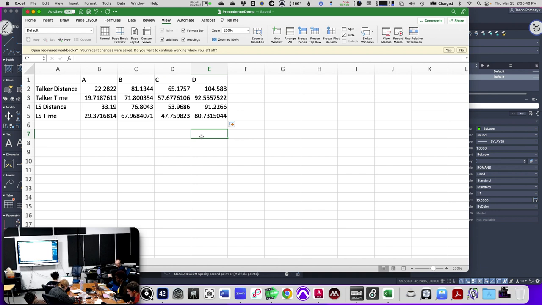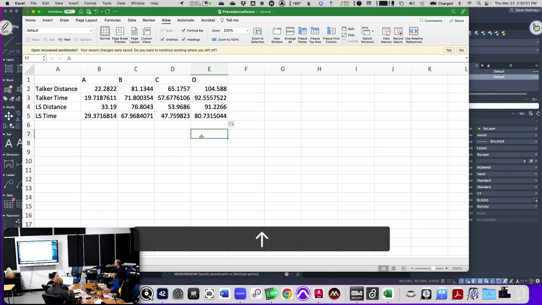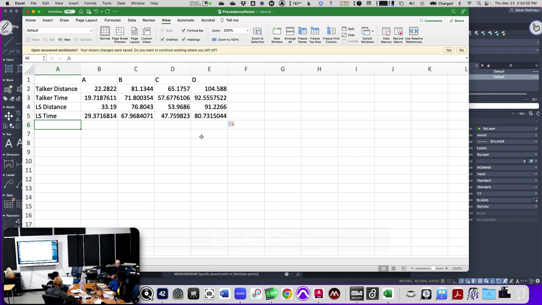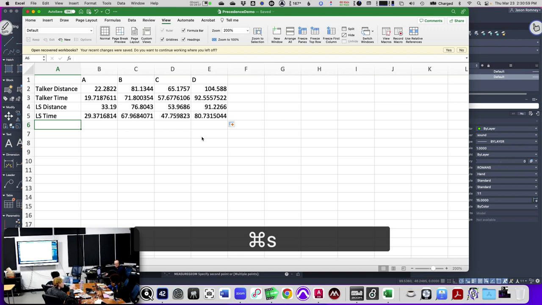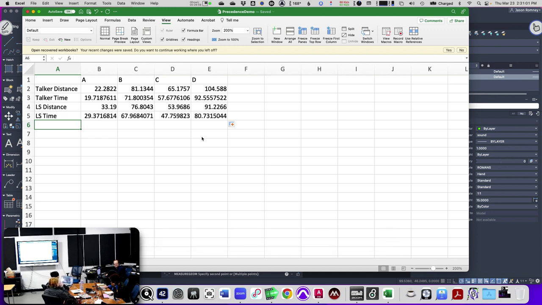And now what I need to find out is the difference. What is the difference in time? Does it matter which one goes with which? It's still going to get some sort of positive answer. Say again? No, because you want the talker to arrive first, right?